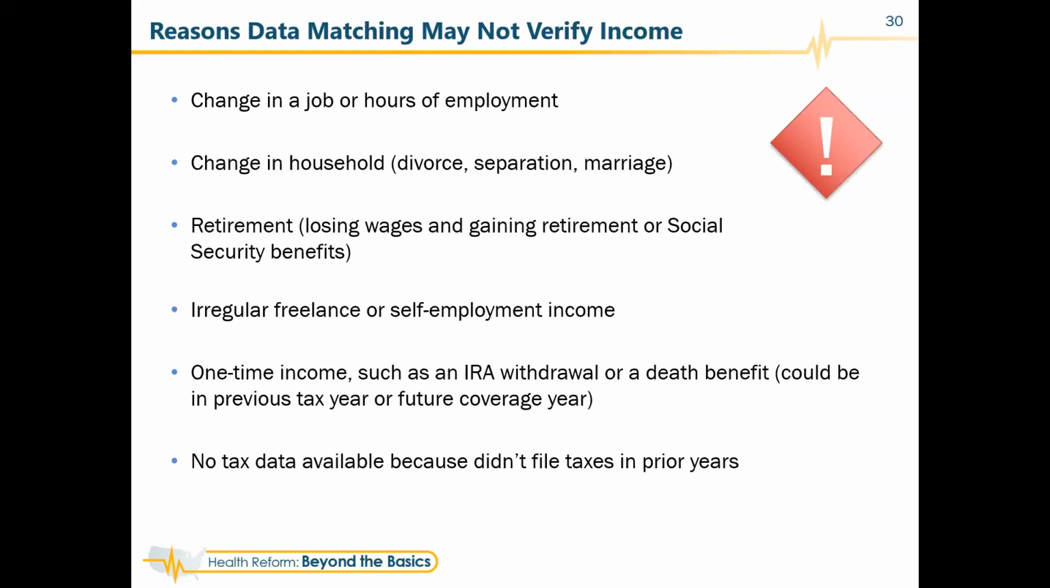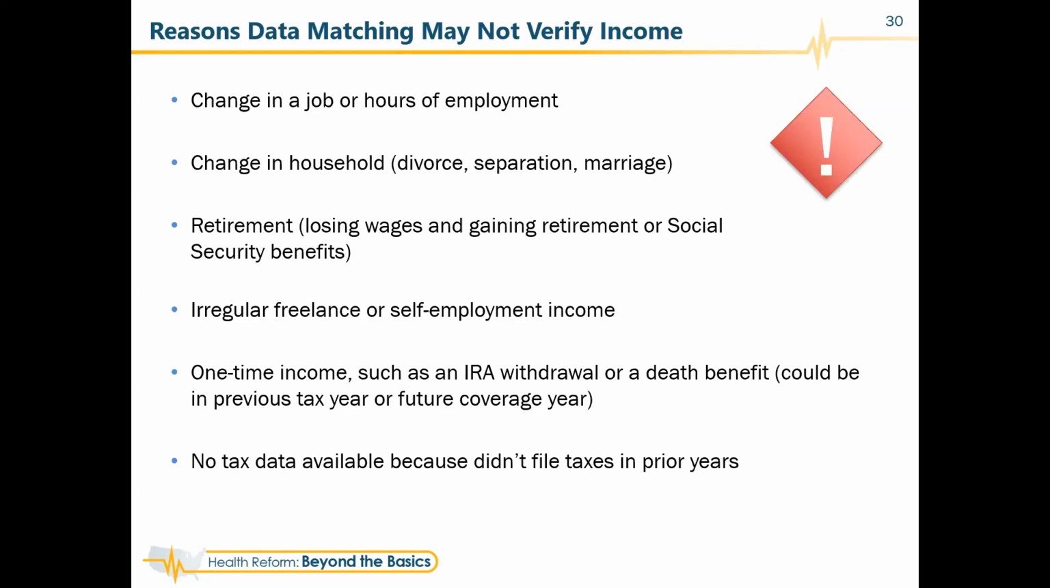So there could be a change in your job, a change in the number of hours you work, a change in the household. So maybe you have an older child who is going to be filing their own tax return and is no longer considered to be in the household. Sometimes people retire and they'll lose wages, but then they'll gain other kinds of income. Someone might be self-employed and have variable income, or people might have one-time income such as an IRA withdrawal or a death benefit. And even though those are one-time, sometimes unexpected, and sometimes very consequential income, remember that they're still counted toward the household income.